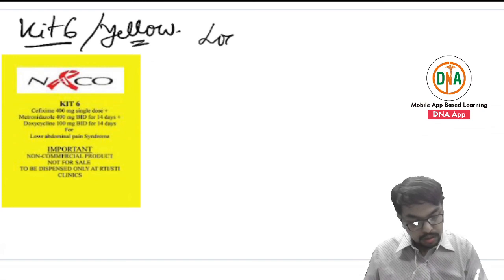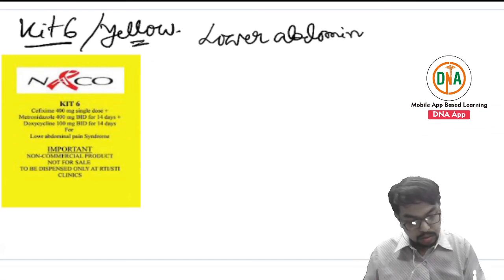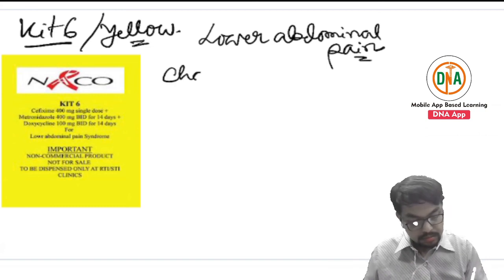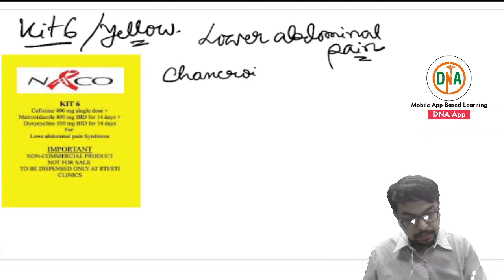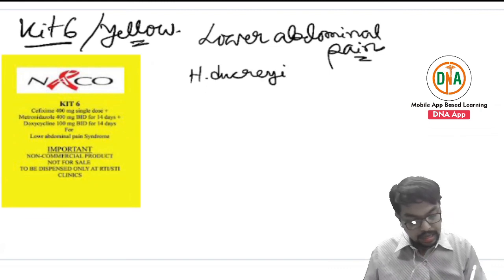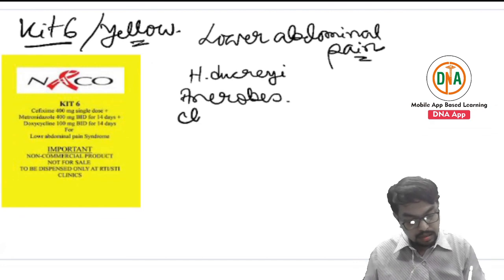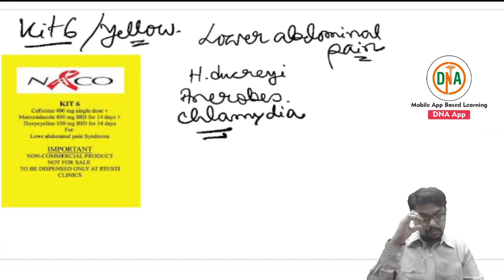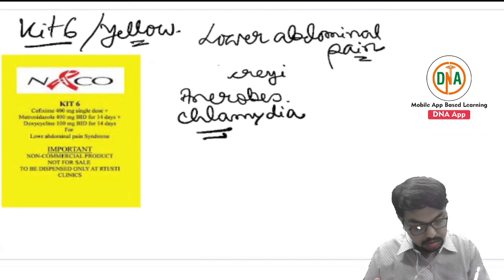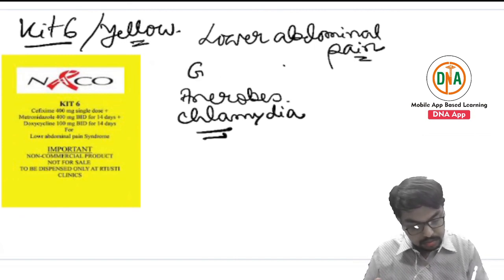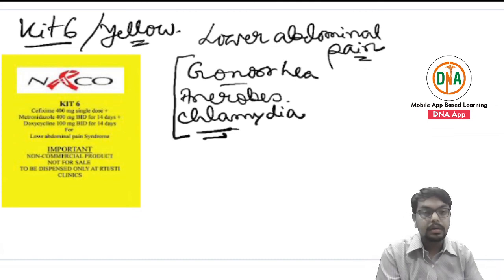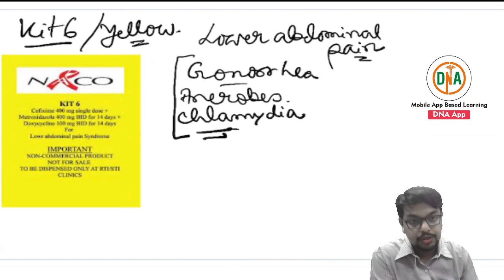This is for lower abdominal pain. What is the target organism? The target organisms are Haemophilus ducreyi, anaerobes, and chlamydia. Okay, they are responsible for gonorrhea, chlamydia and anaerobes. Okay, that is the organism for cervical discharge, etc., and anaerobes.